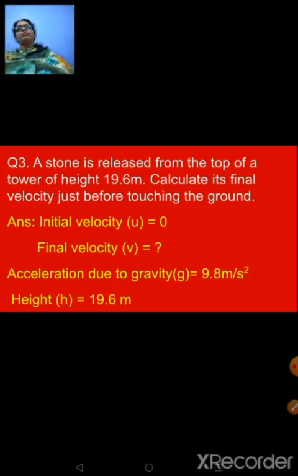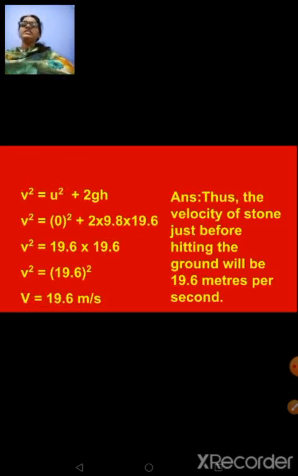Height is 19.6 meters. So substituting all these values in this equation, v square is equal to u square plus 2gh. I have already told you why we are writing this equation of motion, which is normally written as v square is equal to u square plus 2as, as v square is equal to u square plus 2gh. When we are talking about objects falling towards the earth's surface or moving away from the earth's surface, in that case it should be replaced with letter g. And one more keyword: dropped from a height.